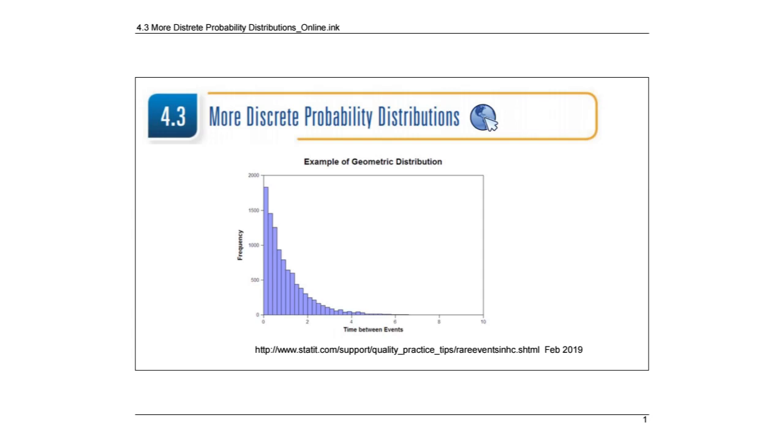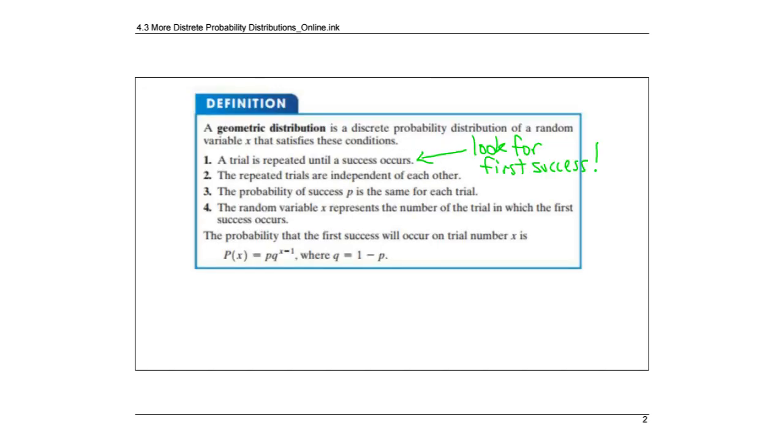So far in chapter 4, we have looked at a couple different distributions. We looked at a general probability distribution, we looked at binomial distributions, and now we have two more, geometric and Poisson. First, we're going to look at geometric. The way that we're going to know which distribution to use, there are key words in the problem, and I'm going to show you those as we go along.